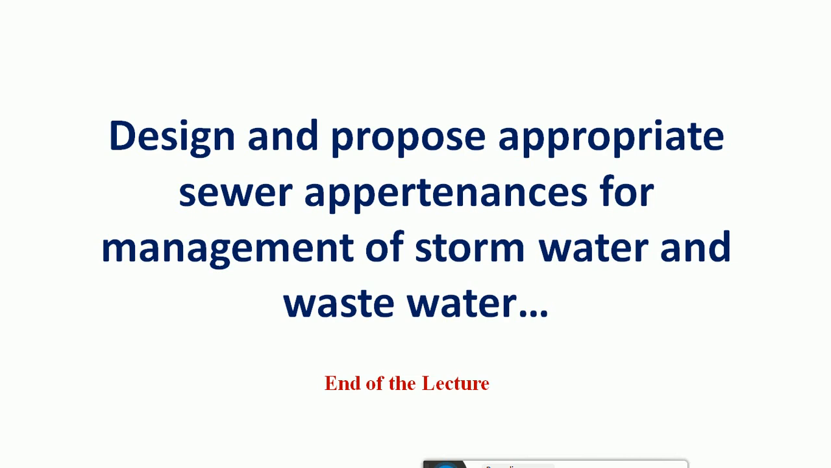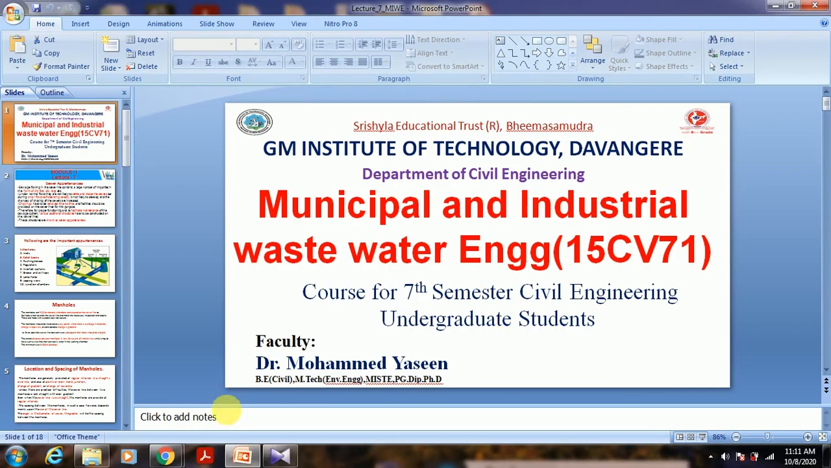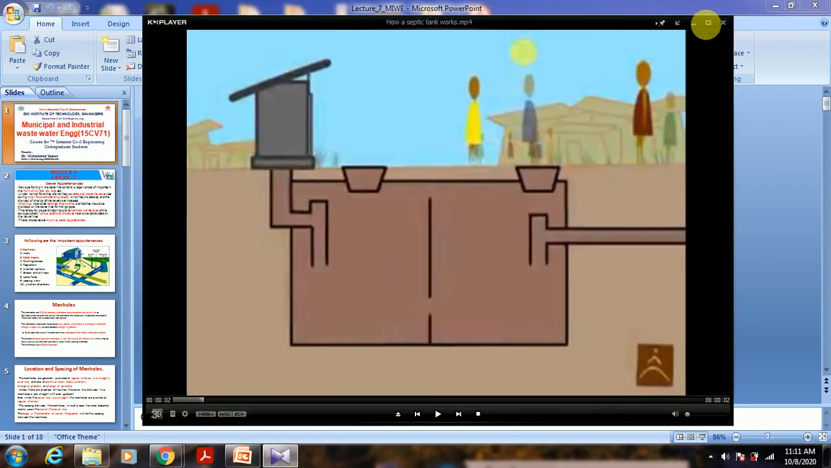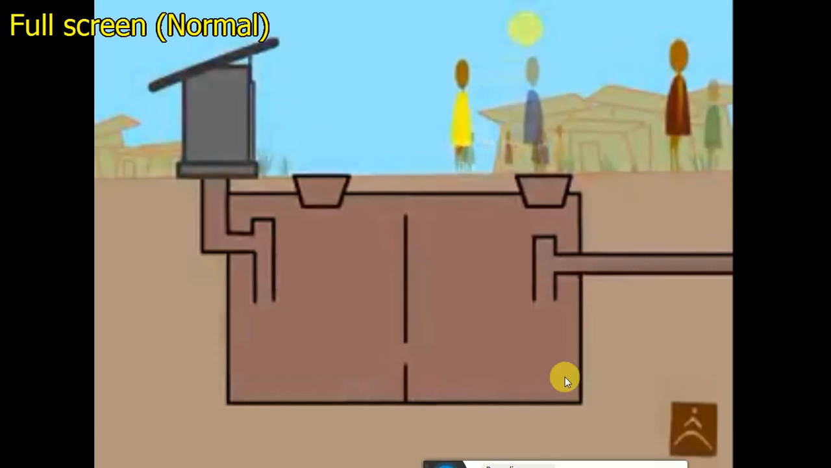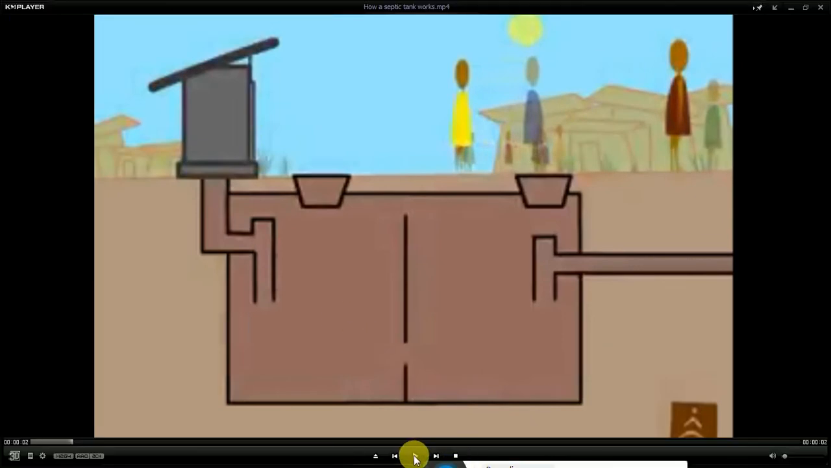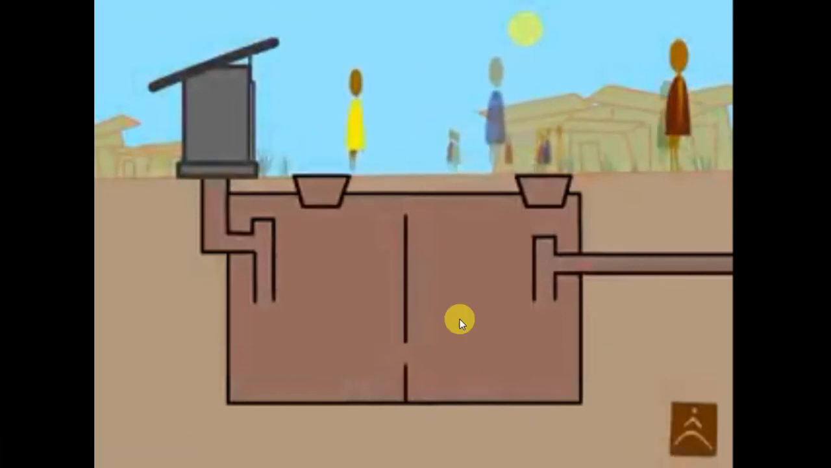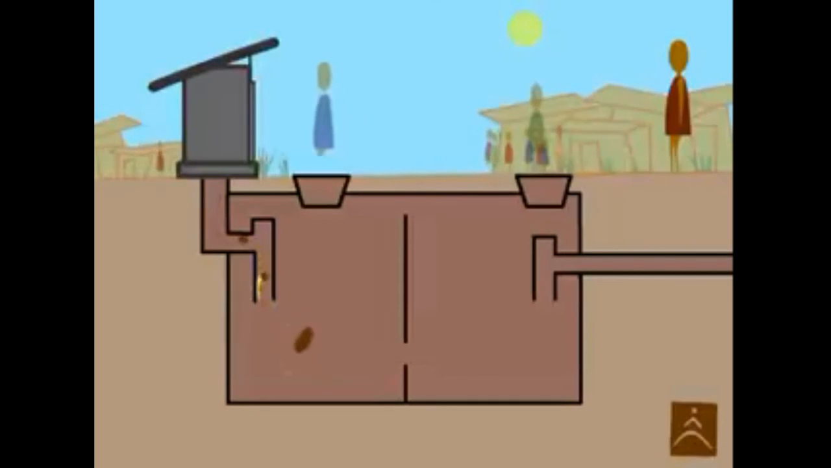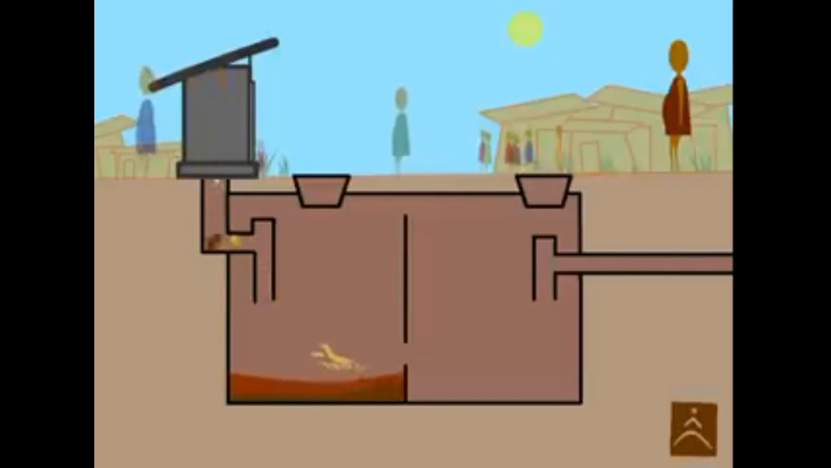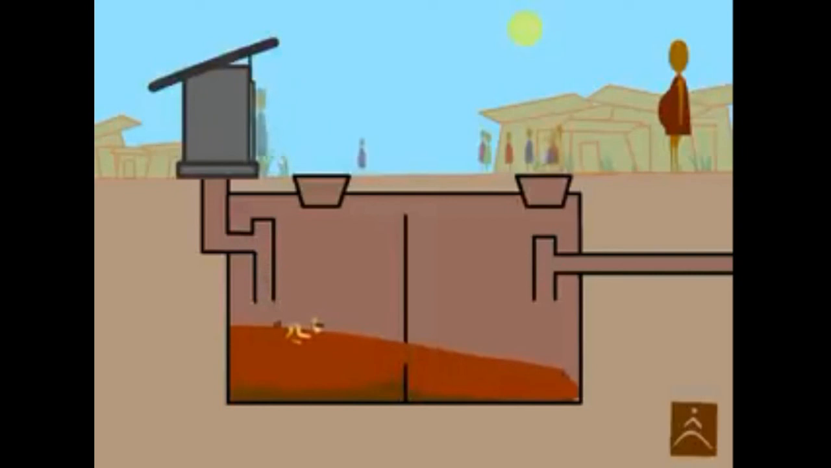Okay, and in the previous class we discussed the septic tank. I just want to have a small video illustration on this. Septic tanks are devices which we use wherever we cannot provide the sewerage system for individual houses or for smaller communities.